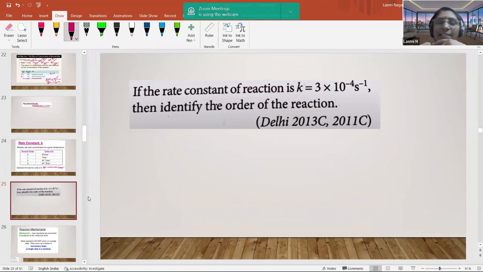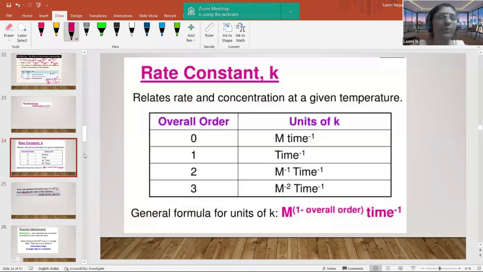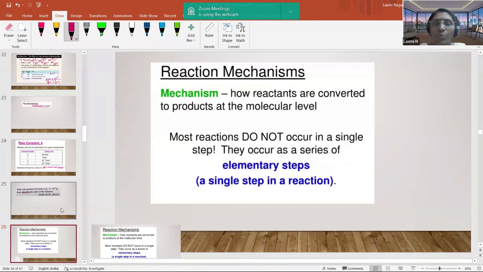The C represents the compartment. Sometimes there are questions where the rate constant is mentioned and they are asked to identify the order. In such cases, we look at the unit and decide upon the overall order of the reaction. So I think we can move on.